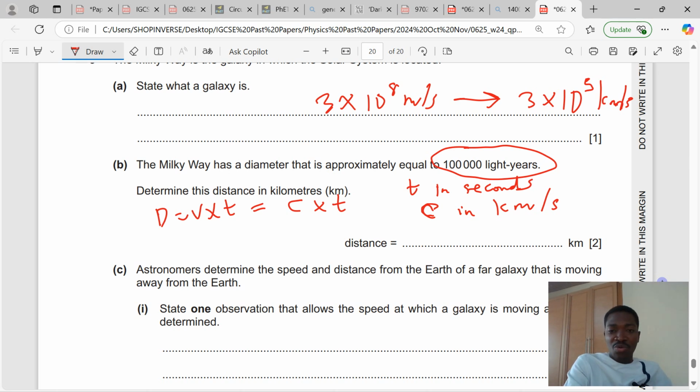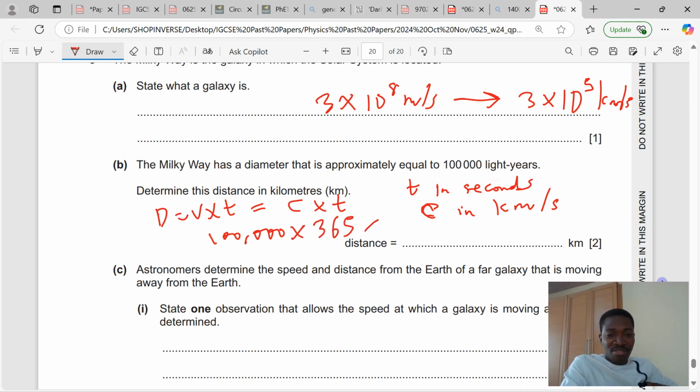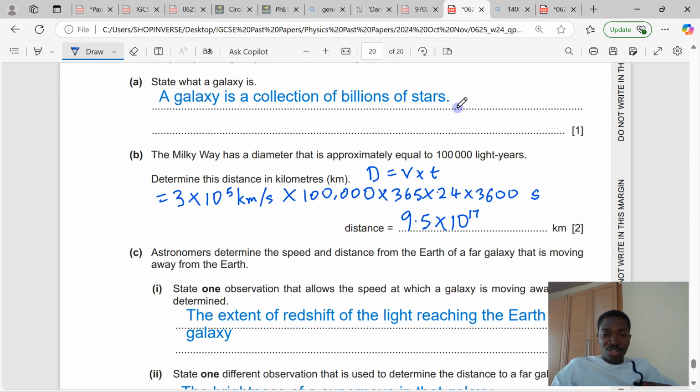Now we want to express 100,000 light years in seconds, because your time must be expressed in seconds. What will it become? 100,000 years: to change year to day, you multiply by 365. To change day to hour, multiply by 24. To change hour to second, multiply by 3,600. So you have to do all of that conversion.